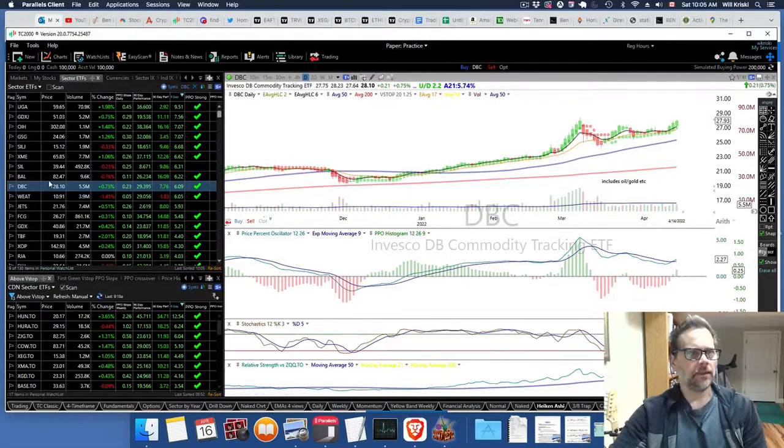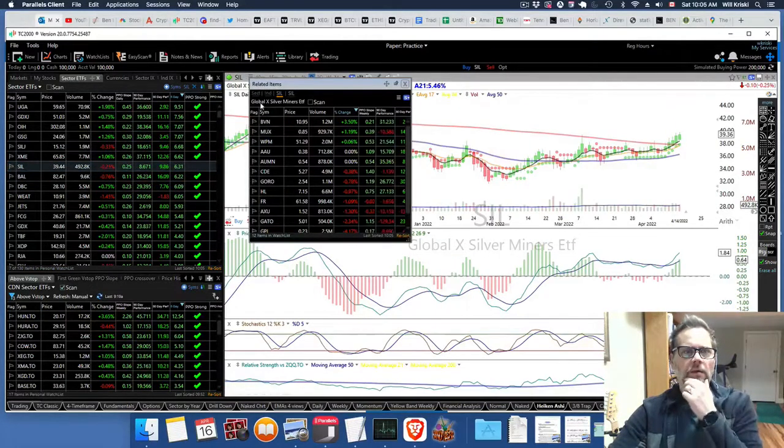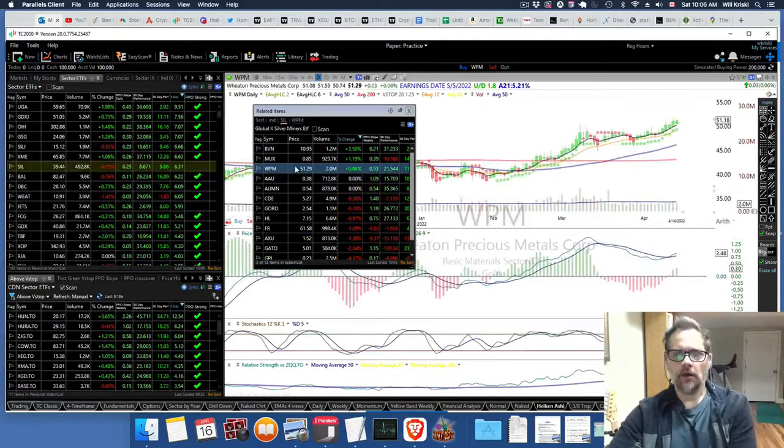And then if you have a silver miner, you can click on this related items, and you can see other stocks. Like if you just want to get stocks instead, you can find wheat and precious metals, stuff like that, and you can scan that as well. Or you can look at the 90, 30-day, and 5-day performance.